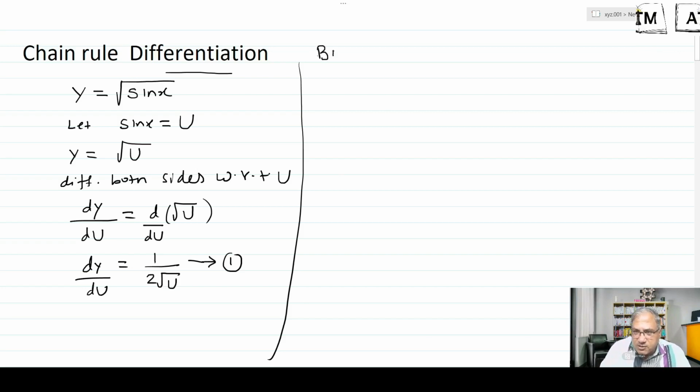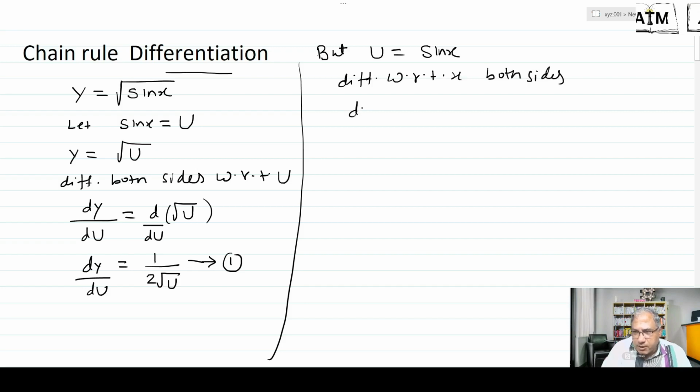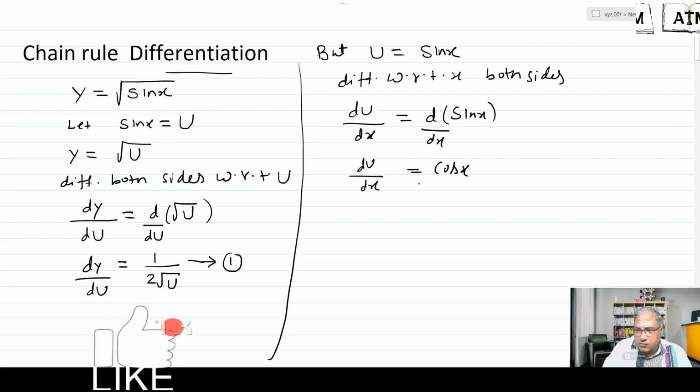Okay, but step number 2, u equals sin x. Therefore, here the RHS is sin x. u is a function of x. Therefore, differentiating with respect to x, both sides. So we get du by dx equals the differentiation of sin x with respect to x. That equals cos x. So du by dx equals cos x. Let us call it equation number 2.